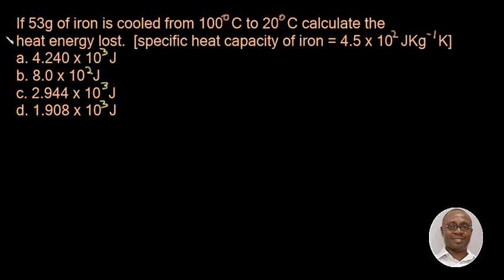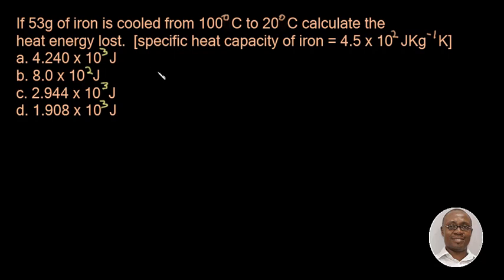This is JAMB Physics 2017. So let us take a look at the question. If 53 grams of iron is cooled from 100 degrees Celsius to 20 degrees Celsius, calculate the heat energy lost.